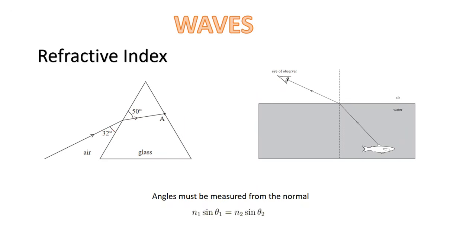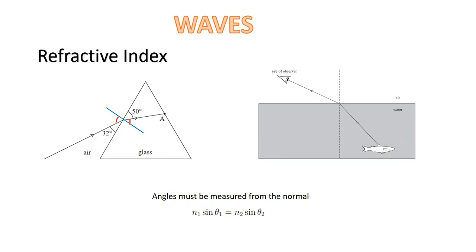The very first thing you'll have to do is draw a normal here. So you find out this angle with the normal and this angle with the normal, and then do calculations for refractive index using these two angles from the normal. And previously, the equation was n equals sine A by sine R. It's not appreciated anymore. Now the equation is n1 sine theta 1 equals n2 sine theta 2.